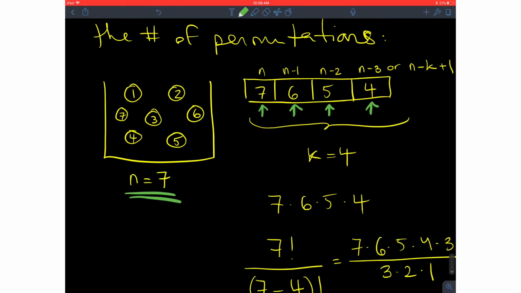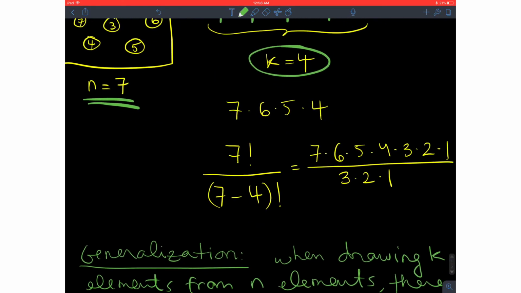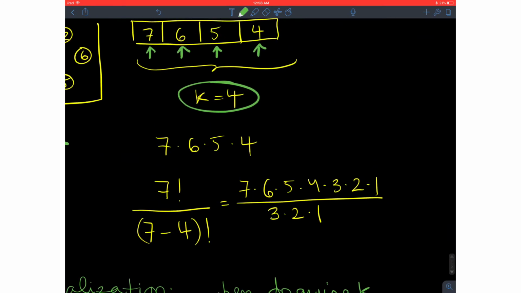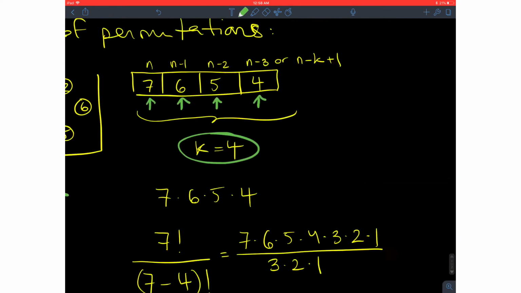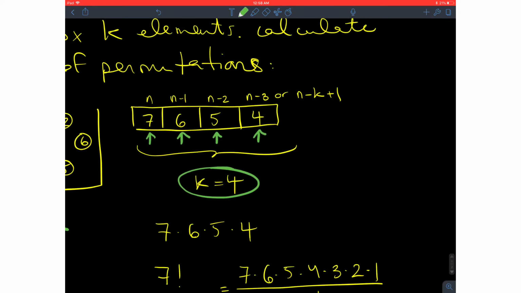So what we can do is actually generalize that concept and write it down. And the way that we do that is we notice that what's happening here is that we have n times n minus 1 times n minus 2 times n minus 3, or we can notice this is n minus k plus 1.